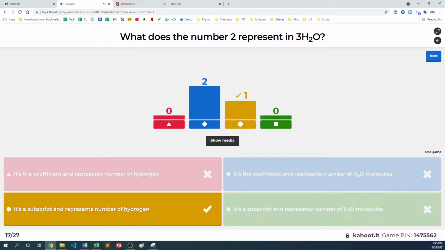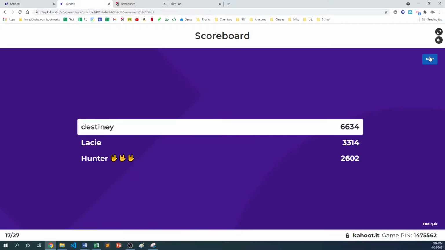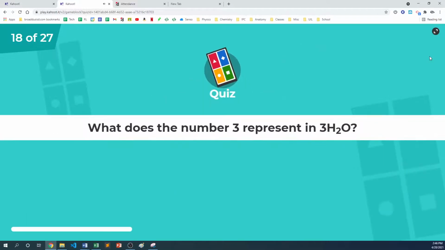So the 2 is called a subscript, and it represents how many hydrogen you have. The top choices are coefficients, and the bottom one is the subscript. The left hand is the number of hydrogen, the right hand is the number of H2O molecules. Question is, what does 3 represent?